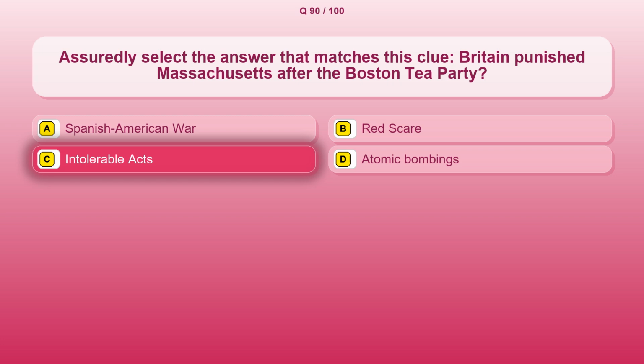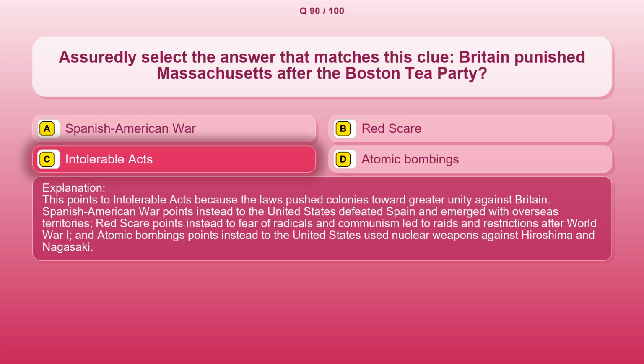The correct answer is option C, Intolerable Acts. This points to Intolerable Acts because the laws pushed colonies toward greater unity against Britain. Spanish-American War points instead to the United States defeated Spain and emerged with overseas territories. Red Scare points instead to fear of radicals and communism led to raids and restrictions after World War I, and atomic bombings points instead to the United States used nuclear weapons against Hiroshima and Nagasaki.